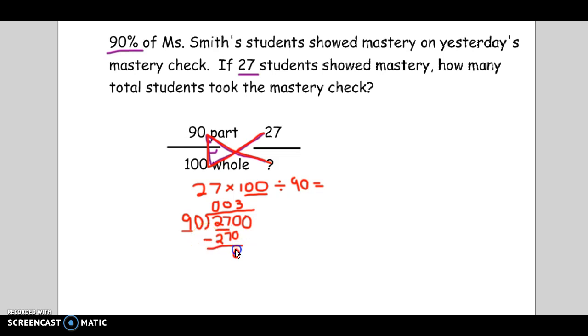I still want to bring down that last 0 and ask myself, how many times can 90 go into 0? It cannot. It can go in 0 times, but I have to have something above each digit inside of my division house. So my answer is 30. I'm going to write it up here. And if you don't believe me, you can check it on a calculator. It's the truth.